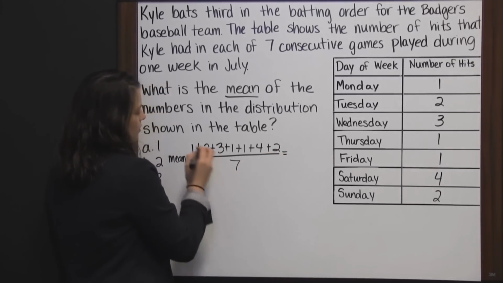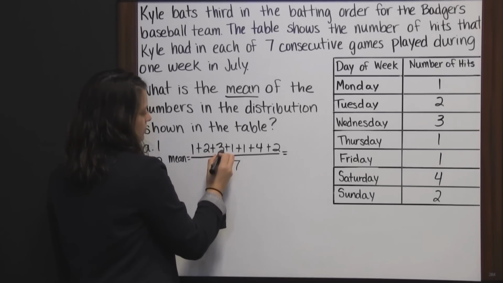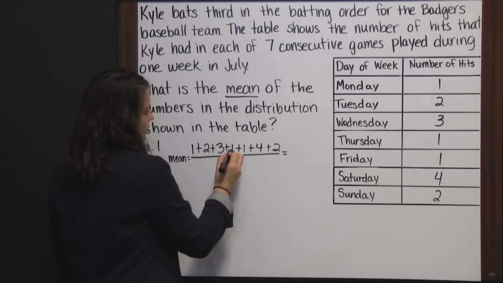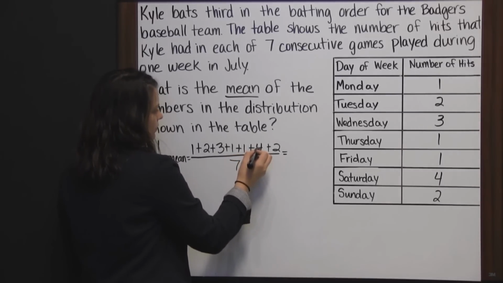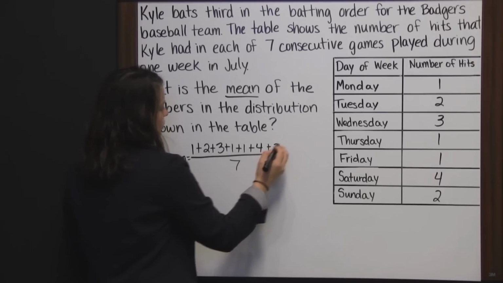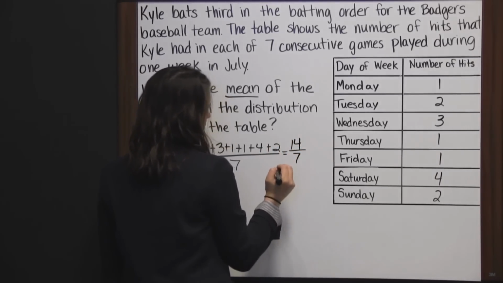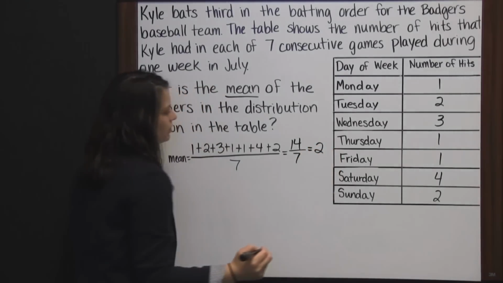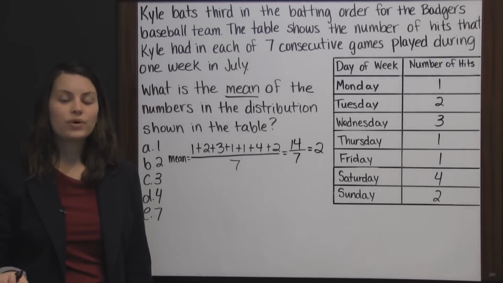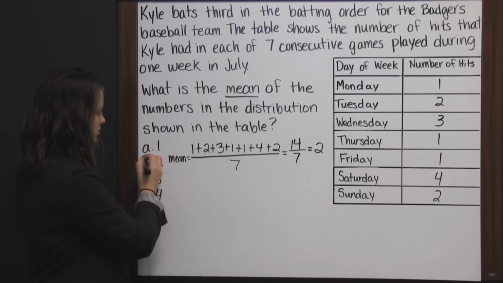So that is 1 plus 2 is 3. 3 plus 3 is 6. Plus 1 is 7. Plus 1 is 8. Plus 4 is 12. Plus 2 is 14. So 14 divided by 7. And 14 divided by 7 is 2. Therefore, the mean or the average of these numbers is 2.